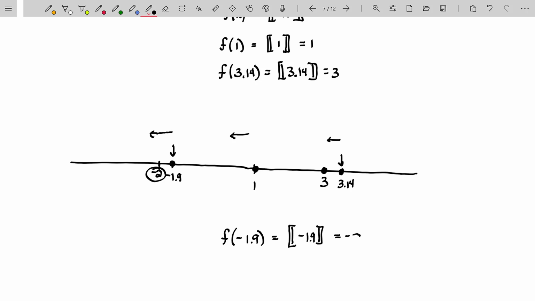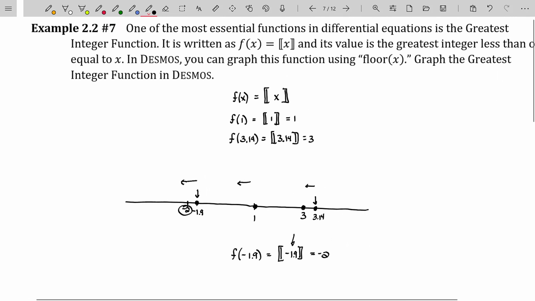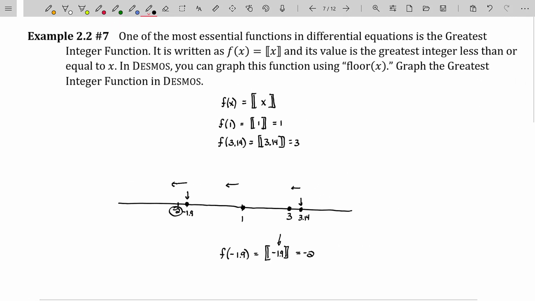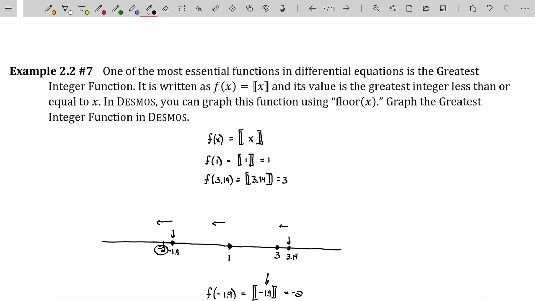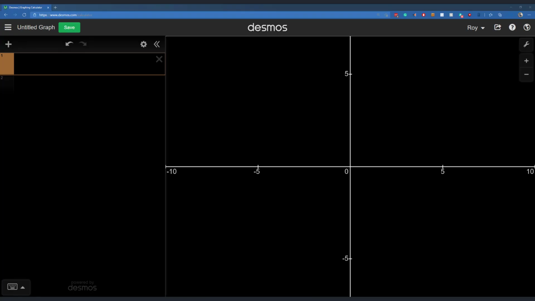So it's the greatest integer less than or equal to the number that's inside, or that acts as the argument for, the greatest integer function. This is a really, really cool function, and you can actually graph this in Desmos. So let's go ahead and go over to Desmos and graph this function. Now there are several ways you could try to graph this function.